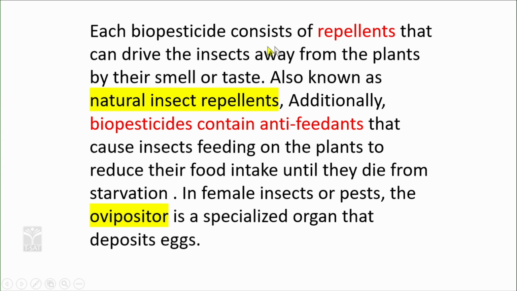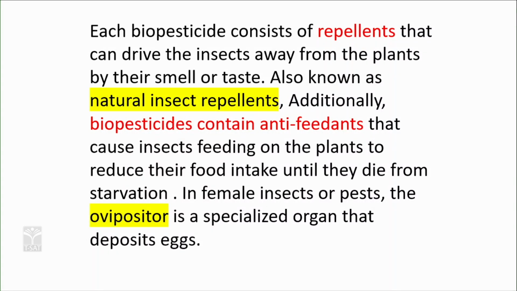Each biopesticide consists of a repellent that can drive the insect away from the plant, a natural insect repellent. There are certain pheromones released by the insects. You can repel the pests which are attacking the crops, or certain female pheromones which are collected can be used as traps for these insects, and avoid infection to the crops.